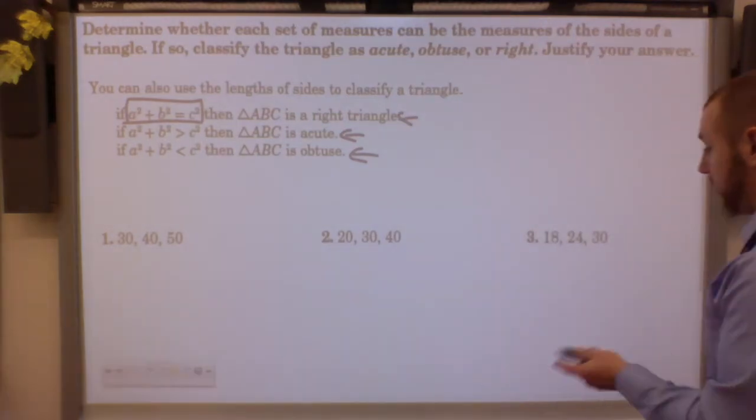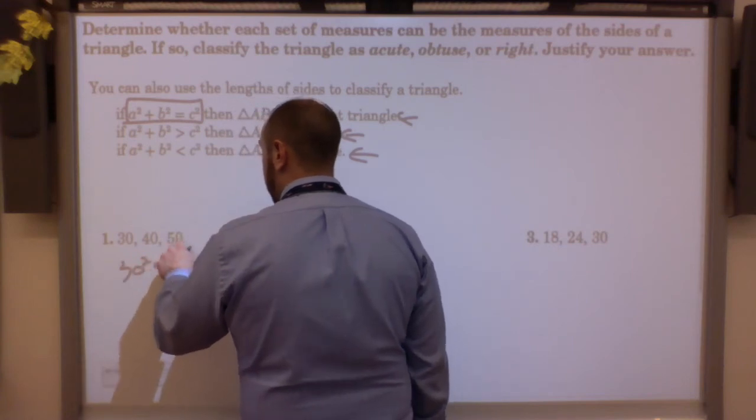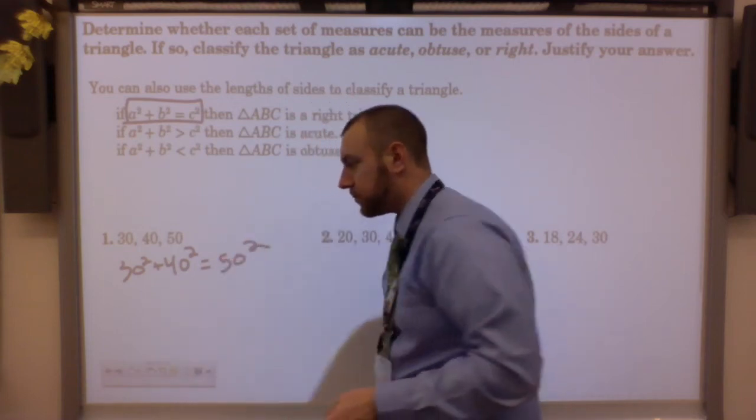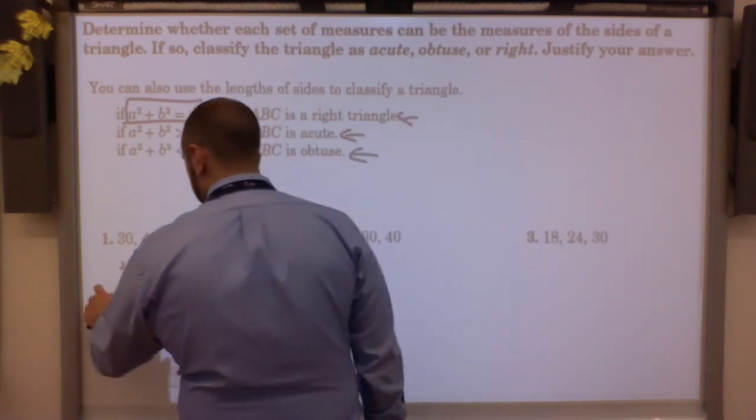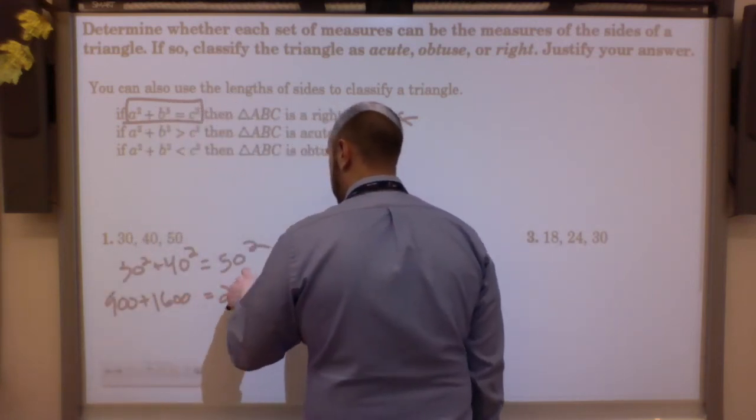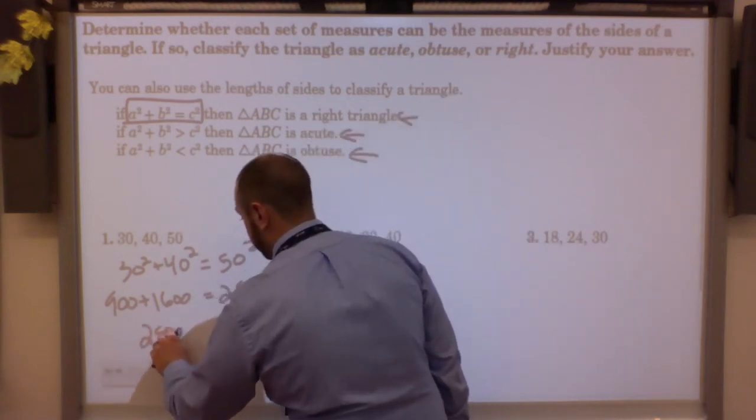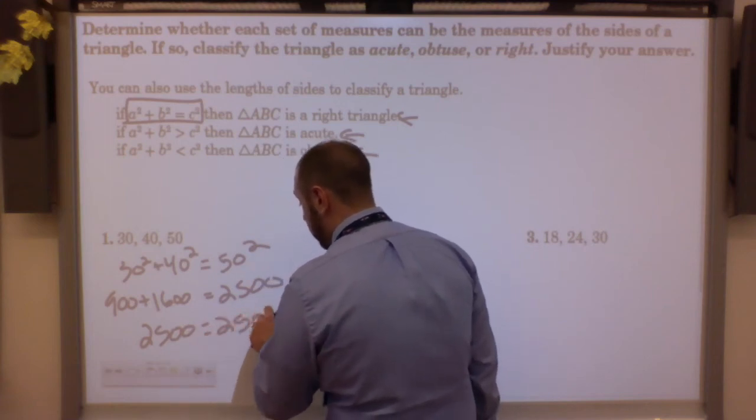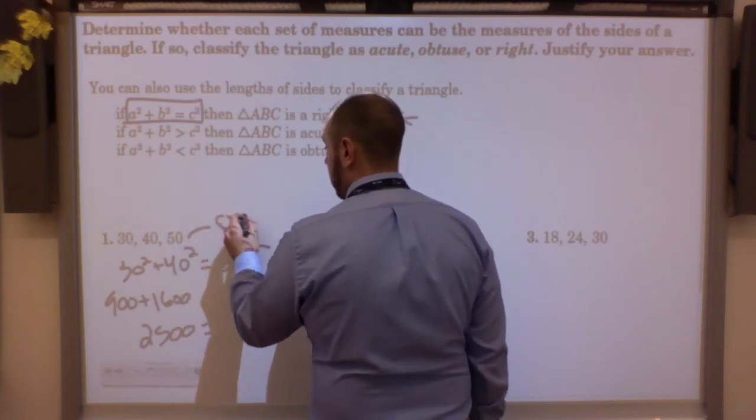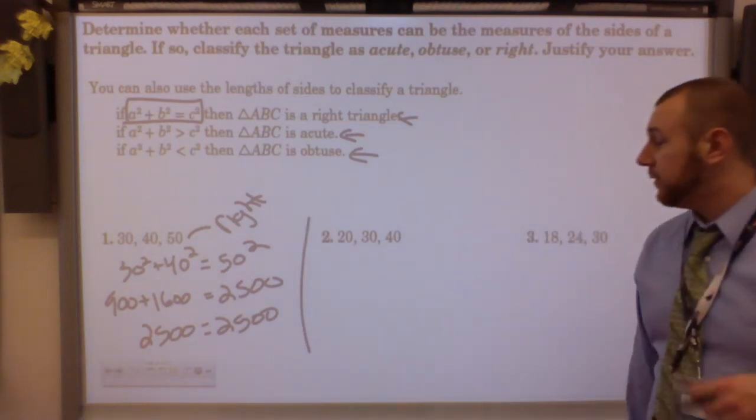So let's go through some examples here. Okay? I would set it up: 30 squared plus 40 squared equals 50 squared. Well, 30 squared is 900, plus 1600 equals 2500. Well, 900 plus 1600, that is 2500. So that is equal. So these three side lengths form a right triangle.